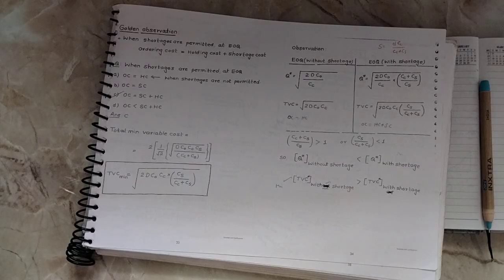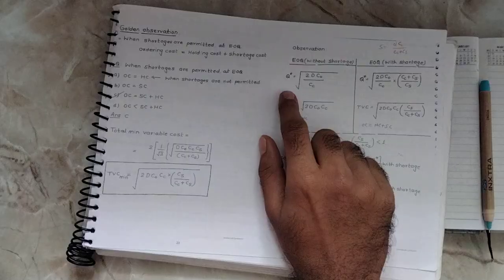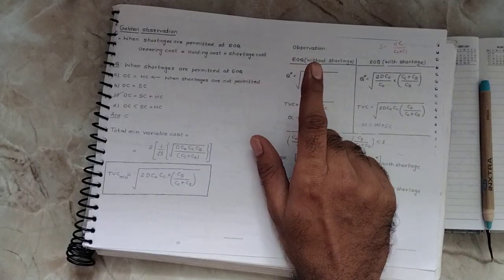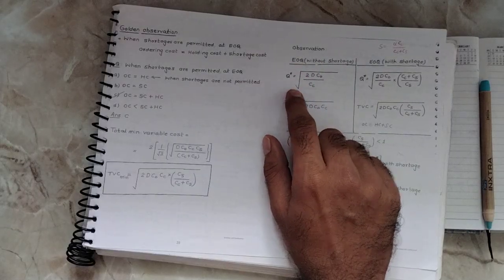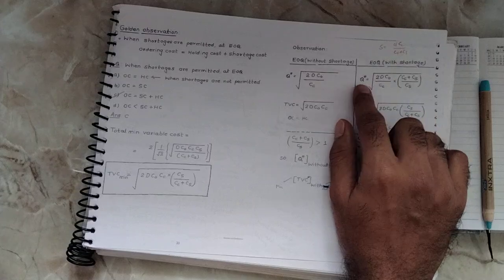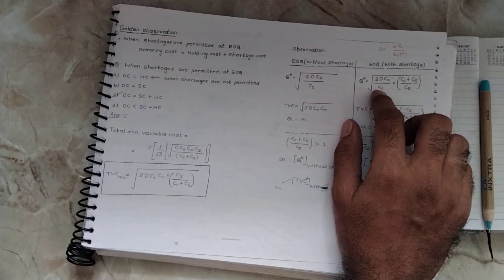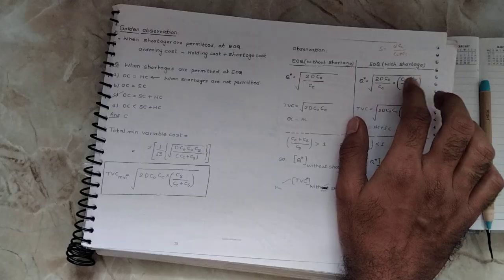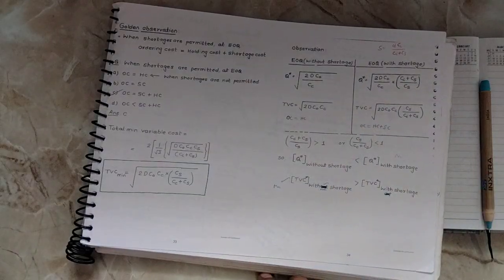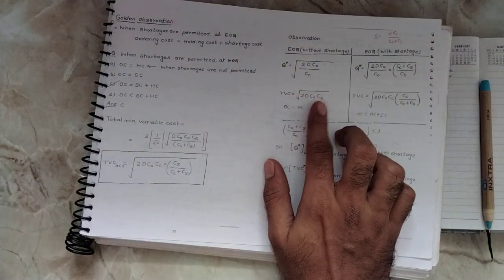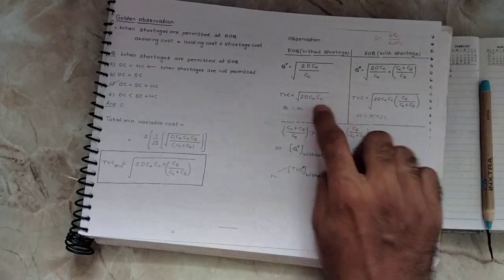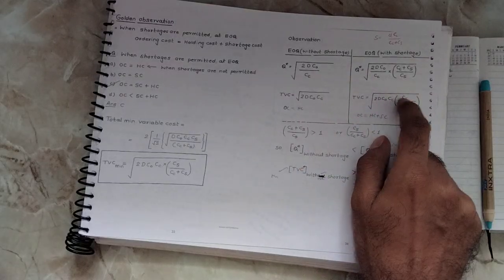Economic order quantity without shortage: Q dash equal to root of 2D C naught by CC. So this is economic order quantity without shortage. With shortage, Q dash equal to root of 2D C naught by CC into bracket of CC plus CS divided by CS. Next, you can see total variable cost is 2D C naught CC, and everything is the same, CS divided by CS plus CC.